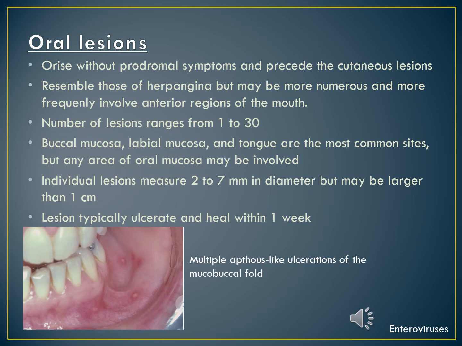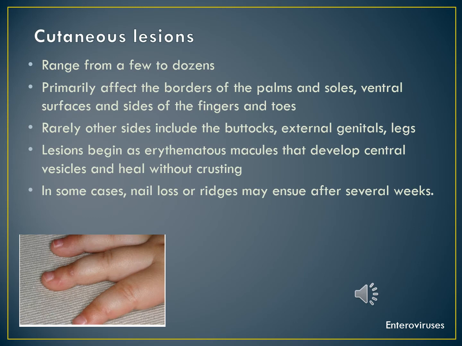Individual lesions measure 2 to 7 mm in diameter but may be larger than 1 cm, and the lesions typically ulcerate and heal within 1 week. Cutaneous lesions of hand, foot, and mouth disease range from a few to dozens. It primarily affects the borders of the palms and soles, ventral surfaces and sides of the fingers and toes. It rarely includes the buttocks, external genitals, or legs.